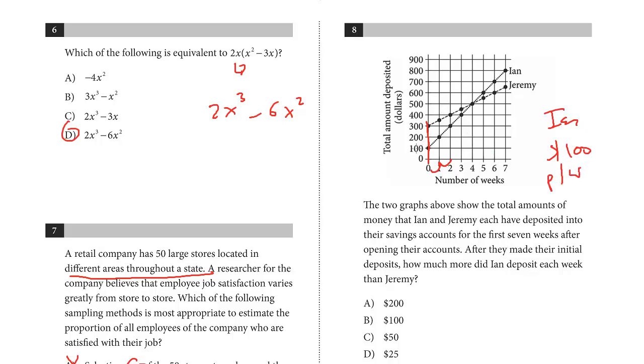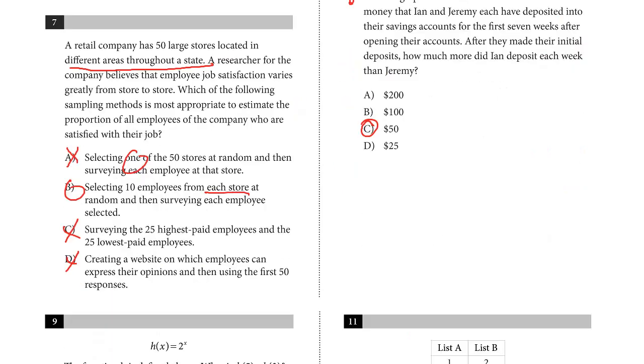And then let's take a look at Jeremy. So he started at a higher amount, it doesn't matter. And after 1 week he looks to be between 300 and 400. It looks like 50. But then if you jump ahead to 2 weeks, you see he's right at 400. And so it took him 2 weeks to increase 100. And so Jeremy is only $50 per week. And so how much greater is Ian than Jeremy? It is 50. All right, one last question on this page. Let's take a look at number 9.